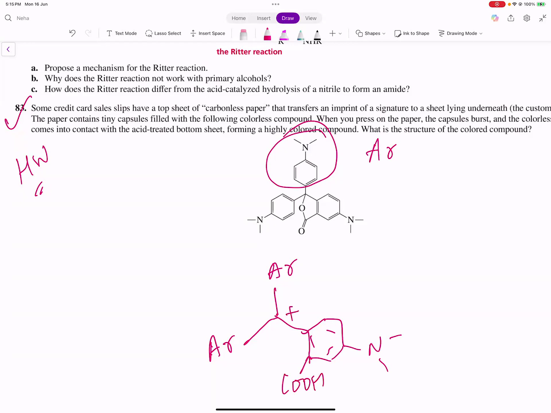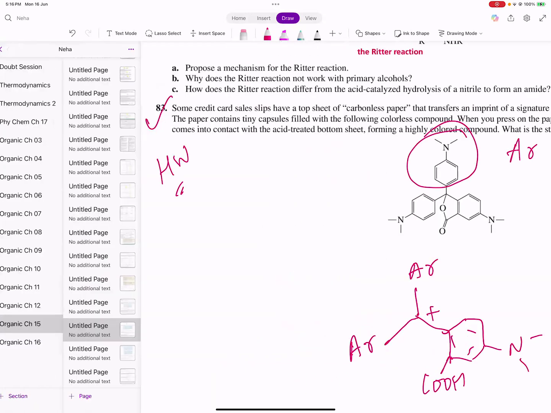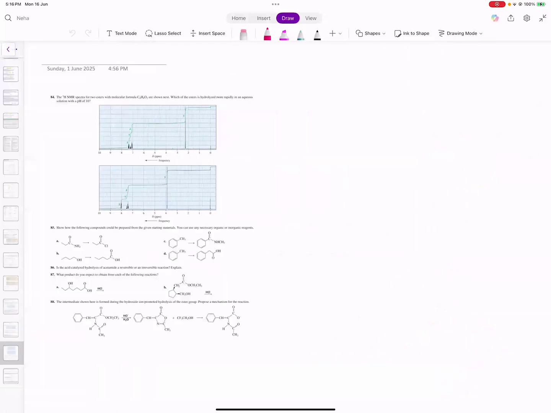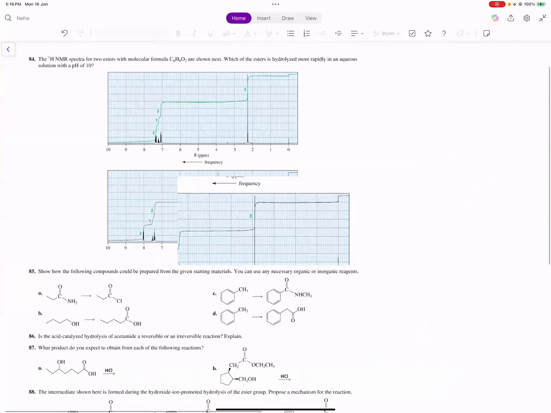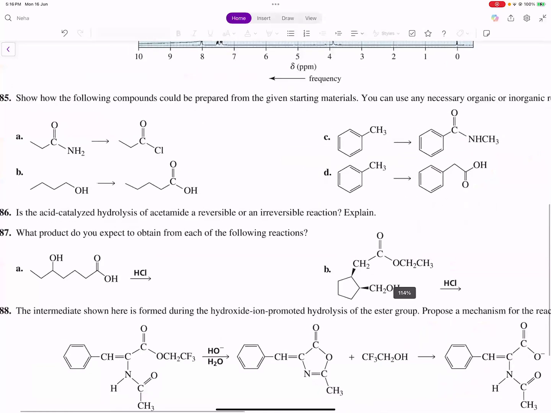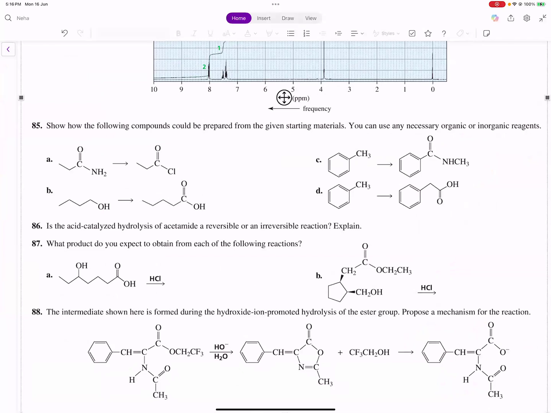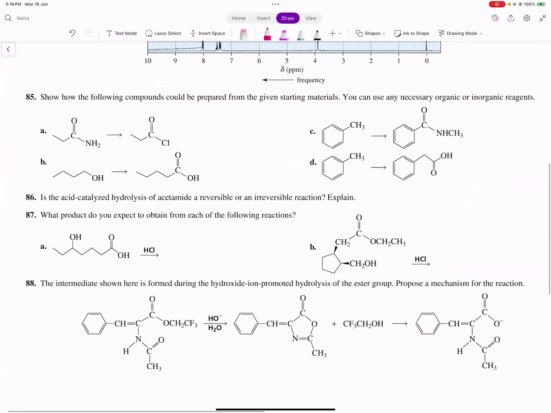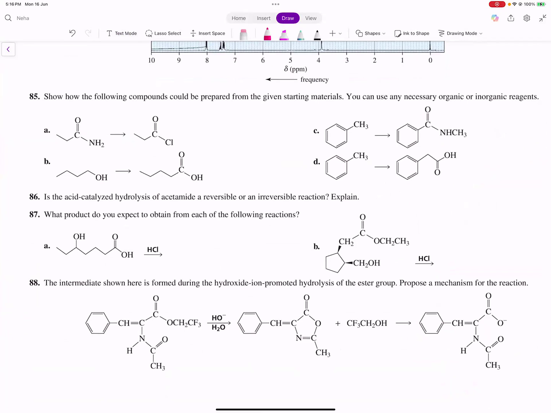This is highly conjugated, so that is why it's highly colored. Actually, we did not study this, but I'll come back to this. I'll show you because this I really like. For example, beta carotene and all that. This carrot is red color because of the extended conjugation. Whenever there is extended conjugation, we get colored compounds. Okay, we can do this conversion.